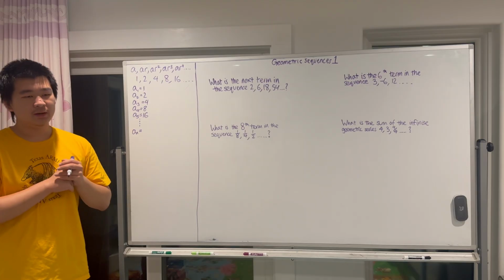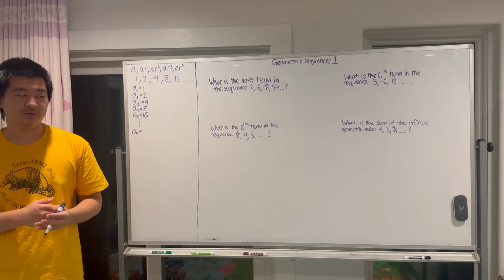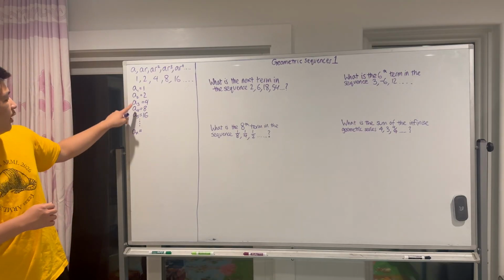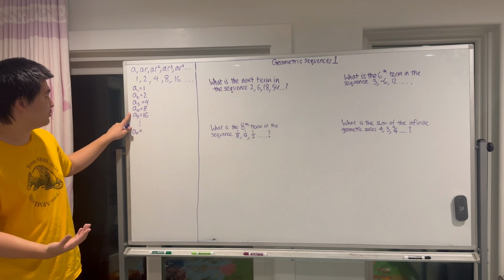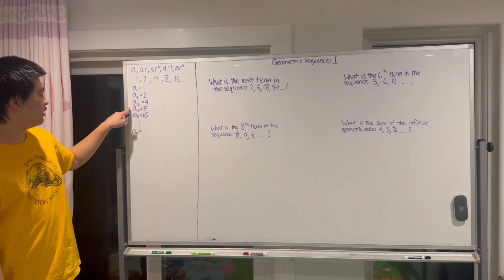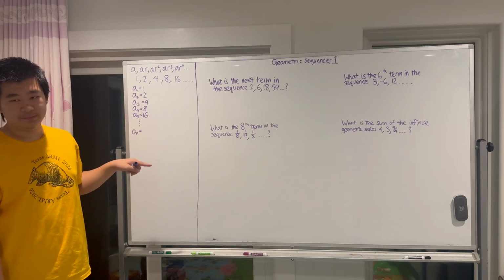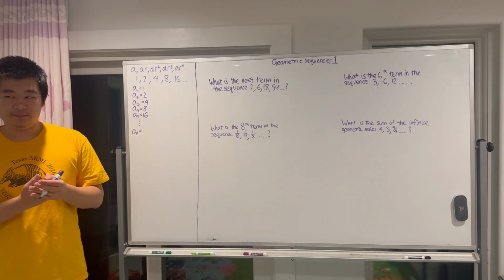So a geometric sequence is honestly not too much harder than an arithmetic sequence. As we did with an arithmetic sequence, let's try to determine a formula for a geometric sequence. So we have a1 equals 1, a sub 2 equals 2, a sub 3 equals 4, a sub 4 equals 8, a sub 5 equals 16. We would like to determine a formula for the nth term.